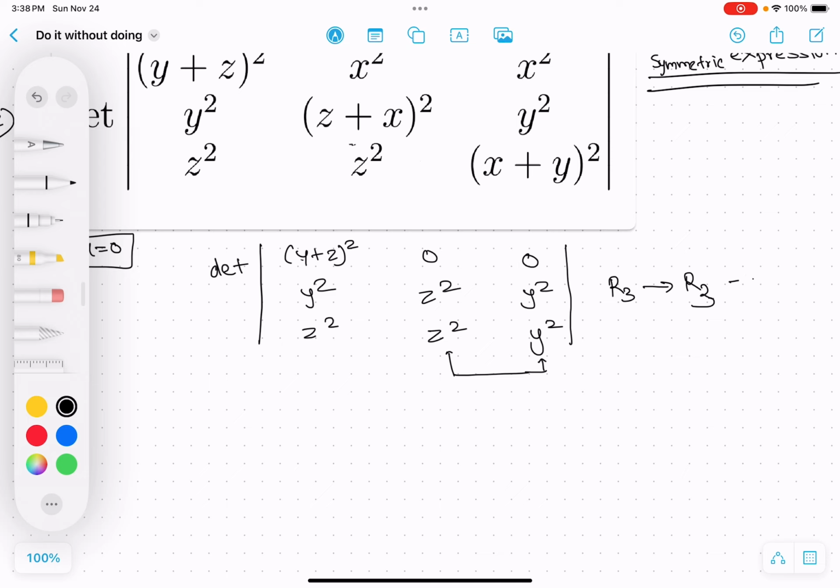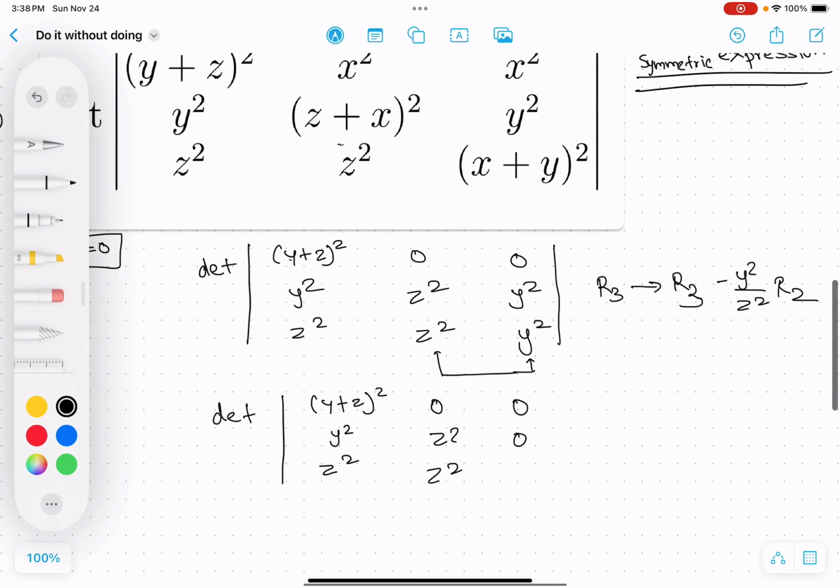minus y square by z square row 2, then this third row will just be 0, right? So that's what I mean by identical. They just differ by a constant multiple. So 0 z square, now it's just 0, and y square minus y square 0, y square minus again y square 0. So you see that the determinant is just 0, right?